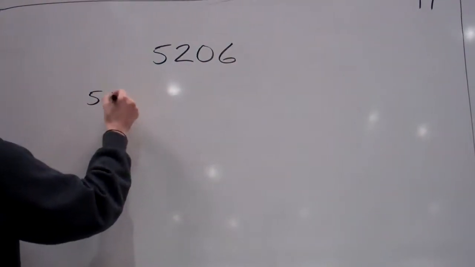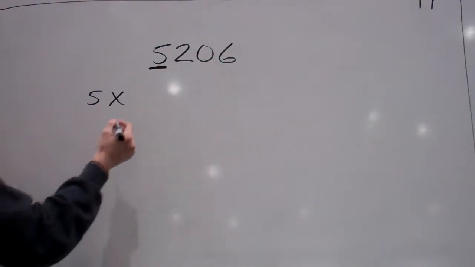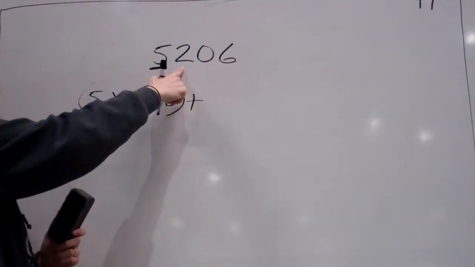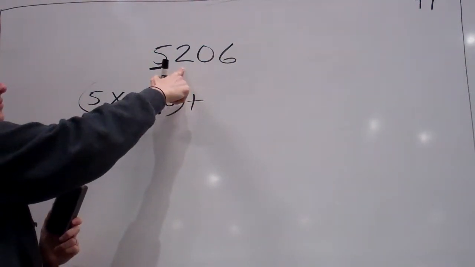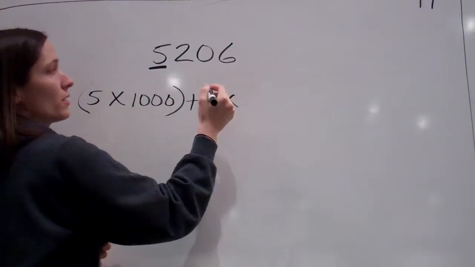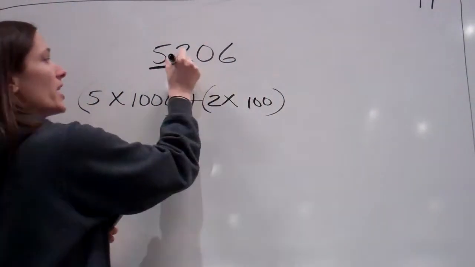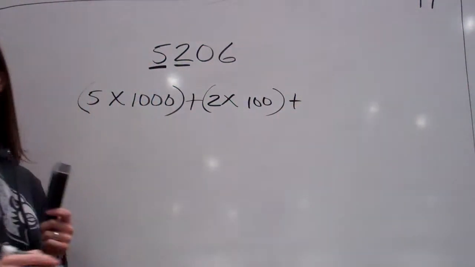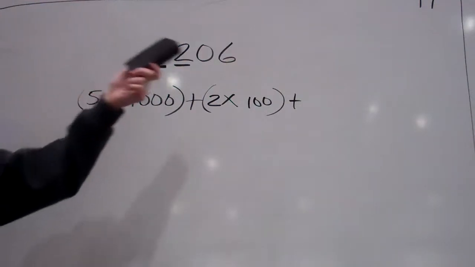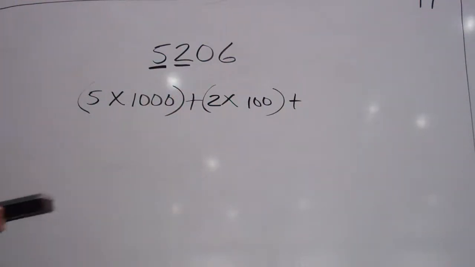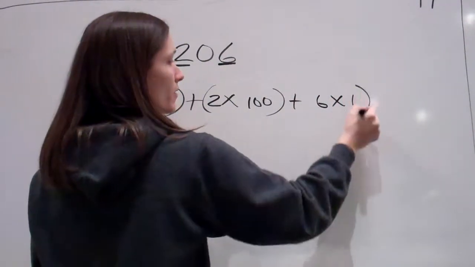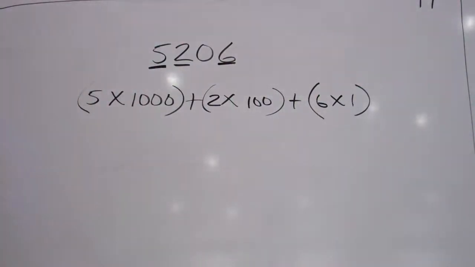Okay, so expanded notation, what do I do? 5 times 1,000. What place is this in? 1,000. Okay, very good. Plus, who wants to do this one? 200. Go for it, Lane. 2 times 100. Very good, because that's in the hundreds spot. Plus 6. And then what do we do? 6 times 1. Why do we skip the 0? Because it has no value. Because it's in the ones place. Very good.